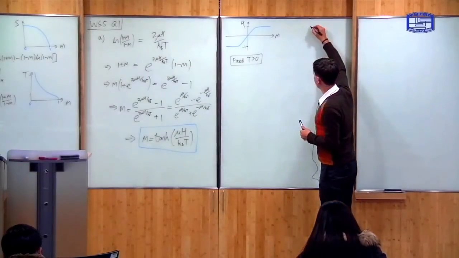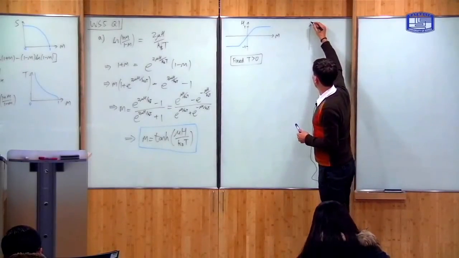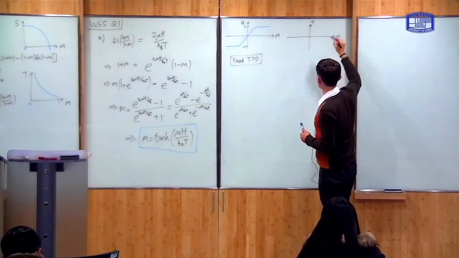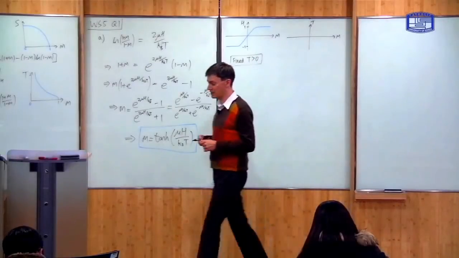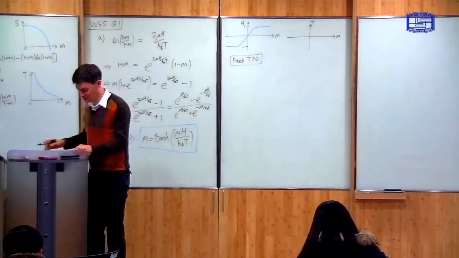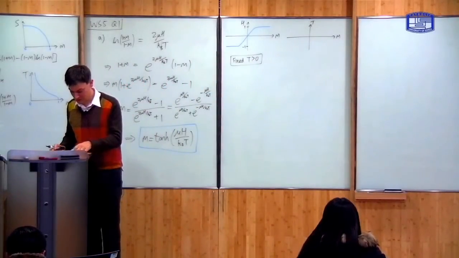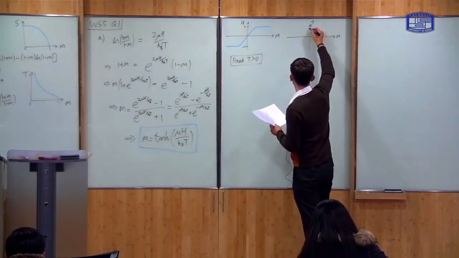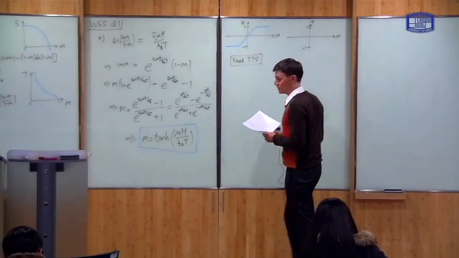I can also draw a graph of how the temperature depends upon magnetization. And this is, as I said, just the inverse of what was written there. So it looks something like this. Again, it takes values between 1 and -1.